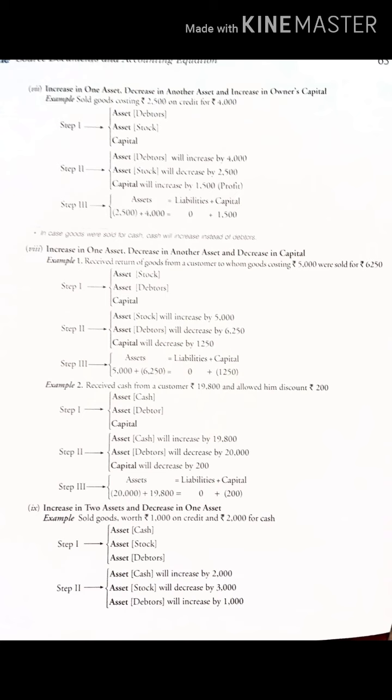Previously I had added it, right, when I sold on profit. So now as I have received it back, I will reduce it from the capital. To check the equation, again 5000 minus 6250. Here liabilities plus capital, that is 0 plus 1250, will be in minus. So automatically you will see the value in minus on both sides. Am I clear? Now next example is received cash from a customer 19,800 and allowed him discount rupees 200.